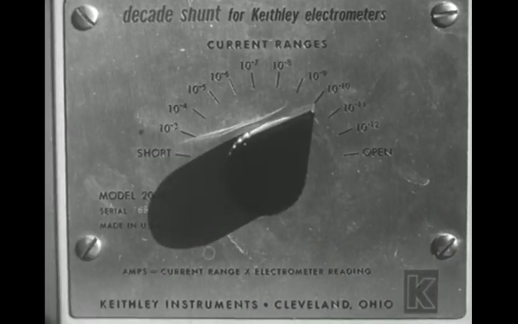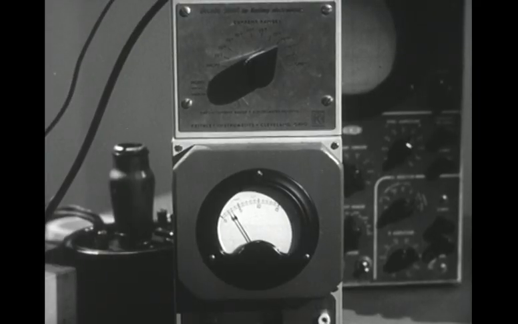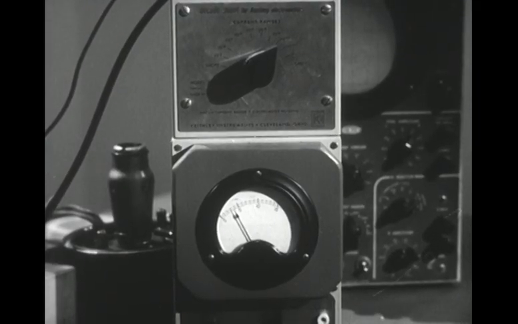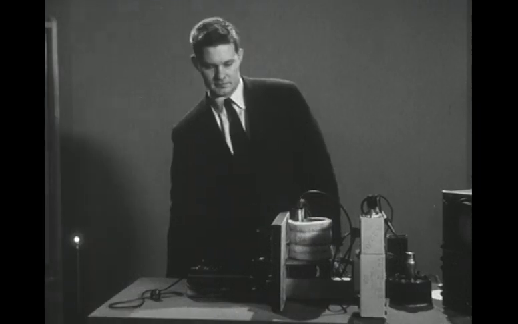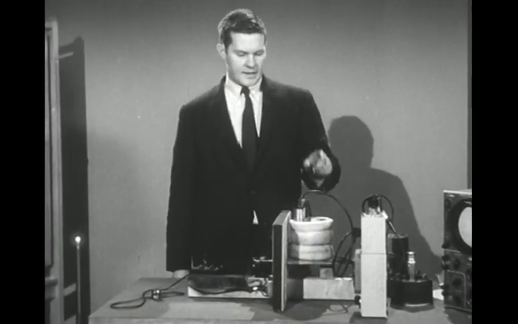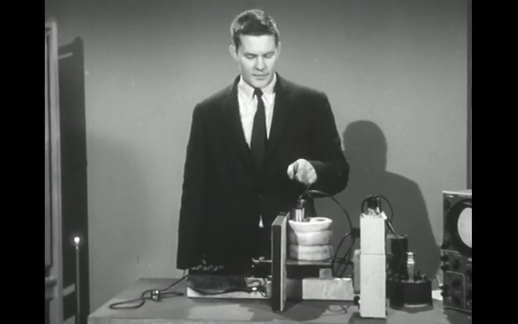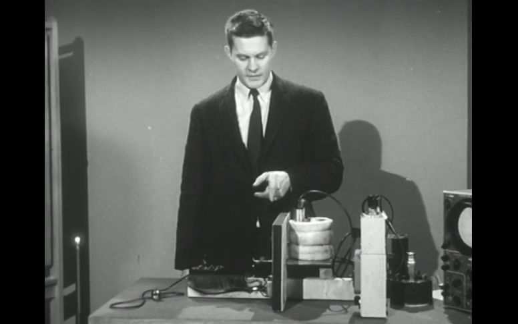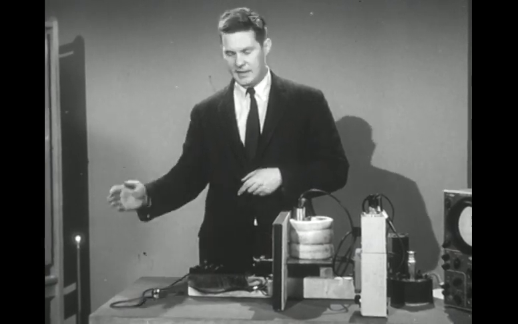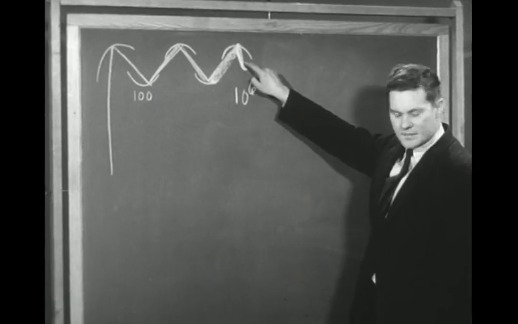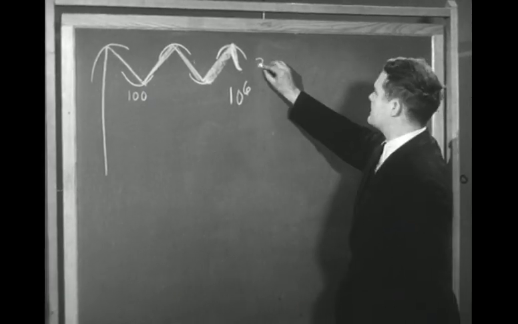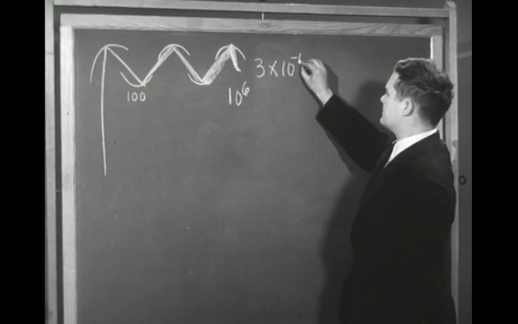Well, now I have to use so much sensitivity that the meter reading isn't very steady, but it's about 3 times 10 to the minus 10th amperes. Now that's the current coming out of the photomultiplier when there are 3 filters between it and the light. But look, this is the output of the photomultiplier. 3 times 10 to the minus 10th amperes.